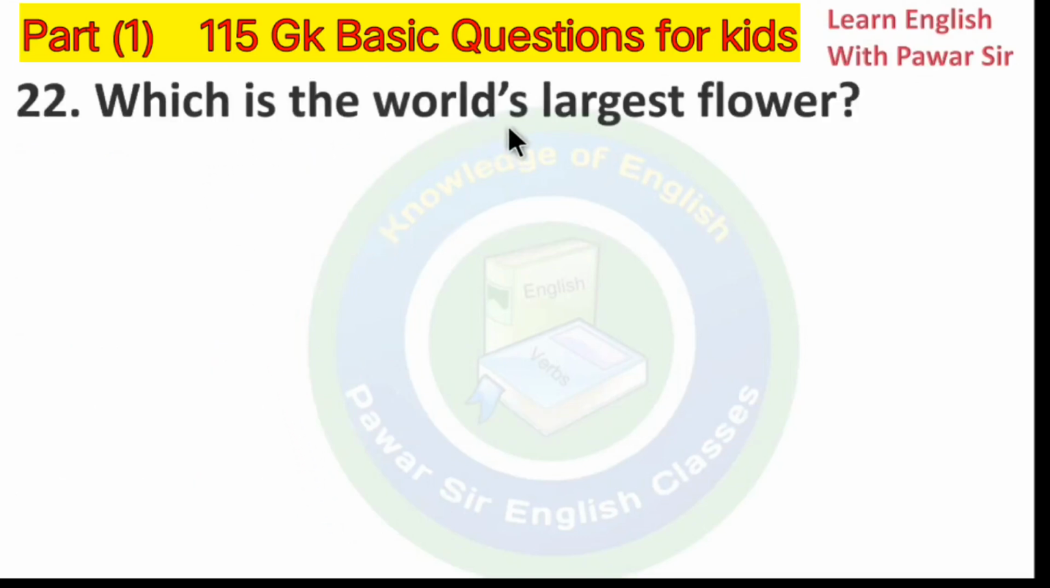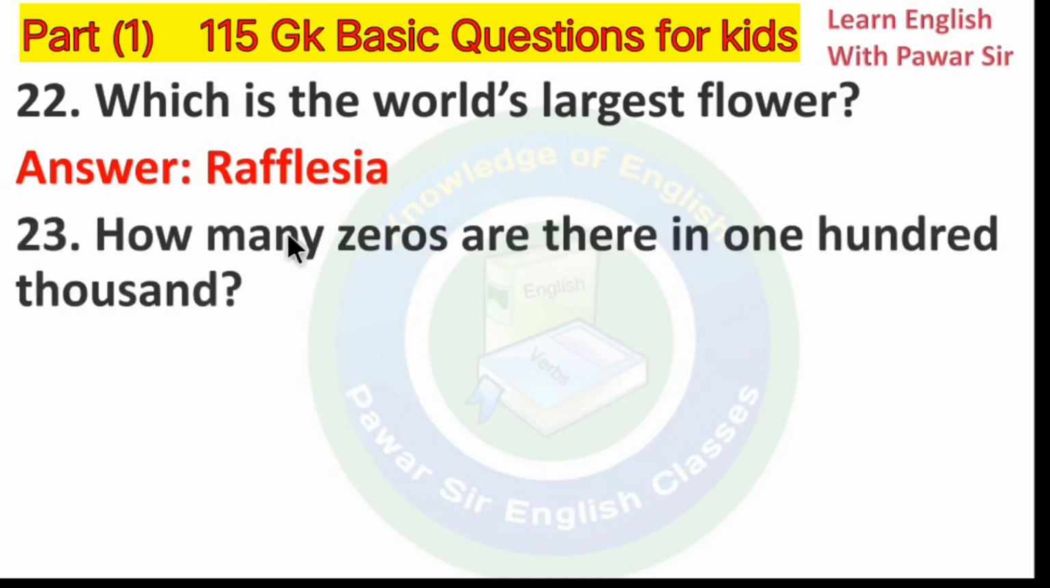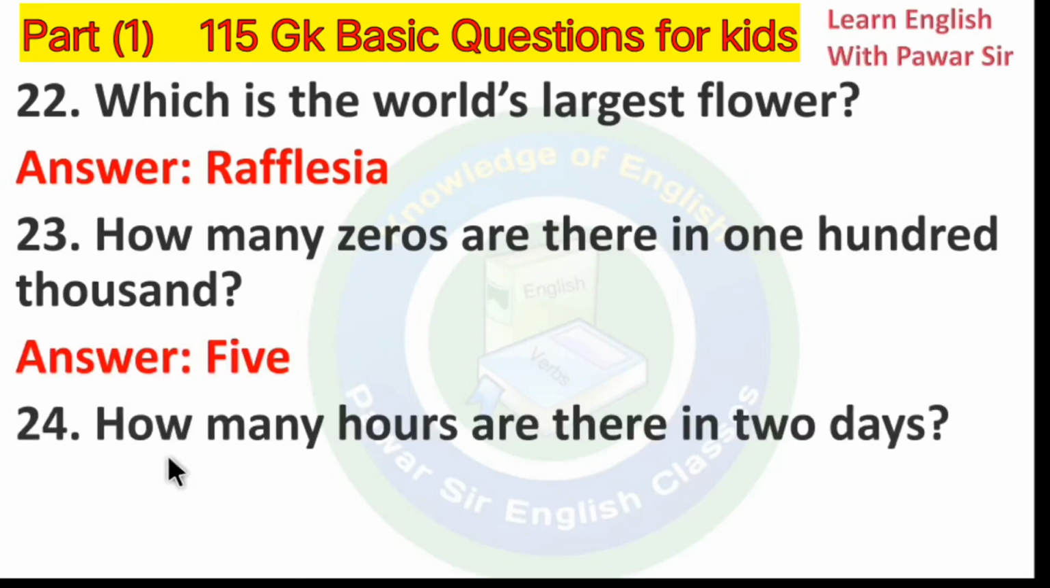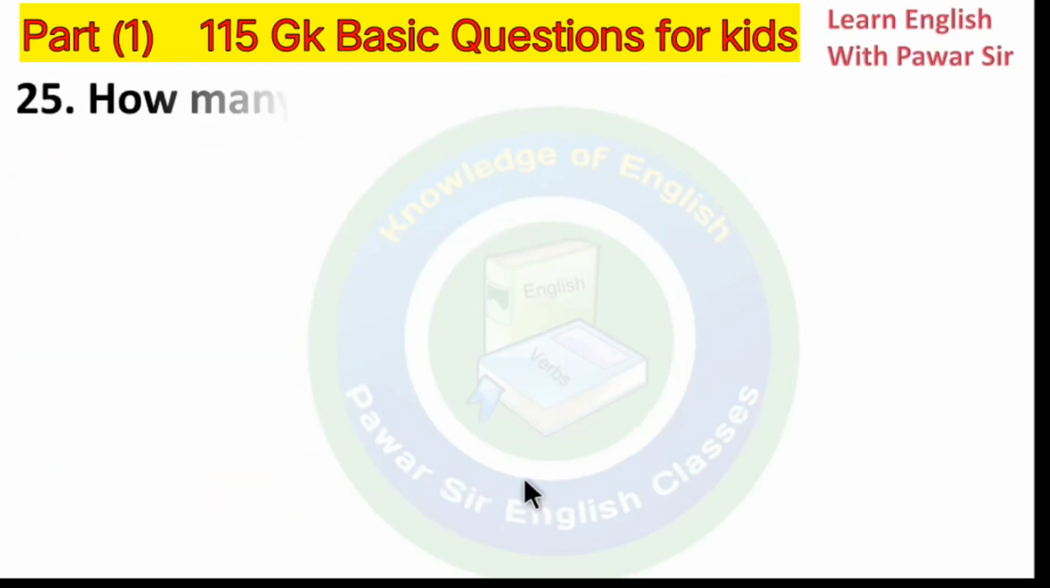Which is the world's largest flower? Rafflesia. Rafflesia is the largest flower. How many zeros are there in 100,000? 5. How many hours are there in 2 days? 48 hours. 24 plus 24, 48 hours.